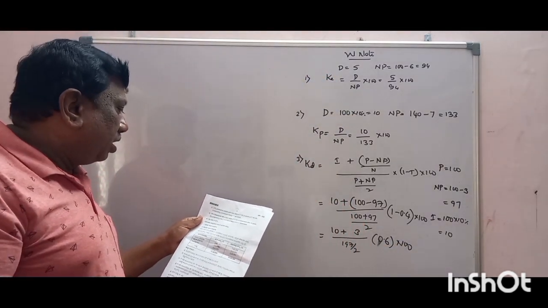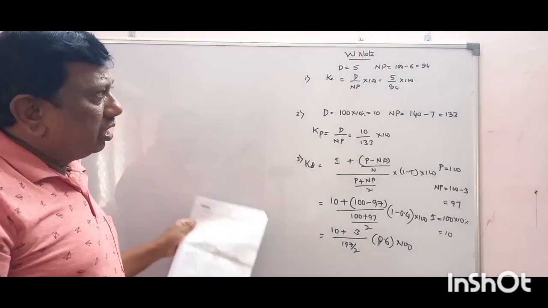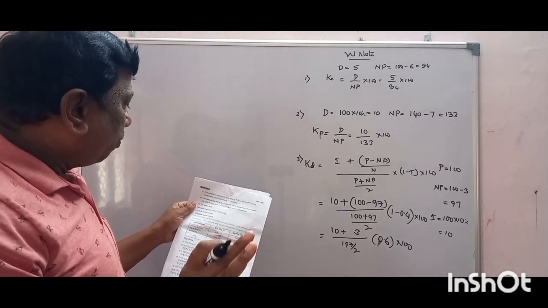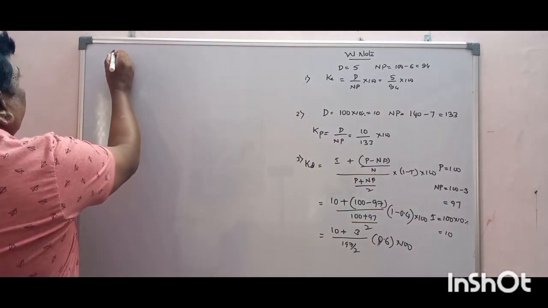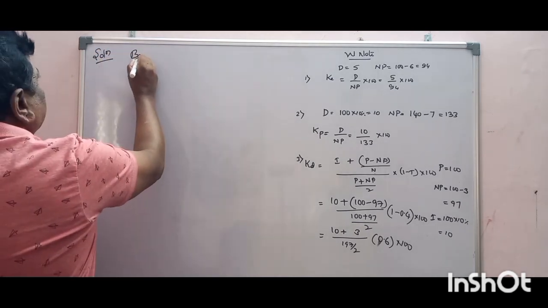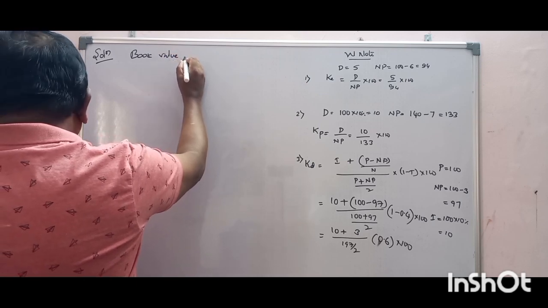Calculate weighted cost of capital using book value weights and market value weights. So first I'll calculate book value. I'll write book value, solution part. So book value weights.